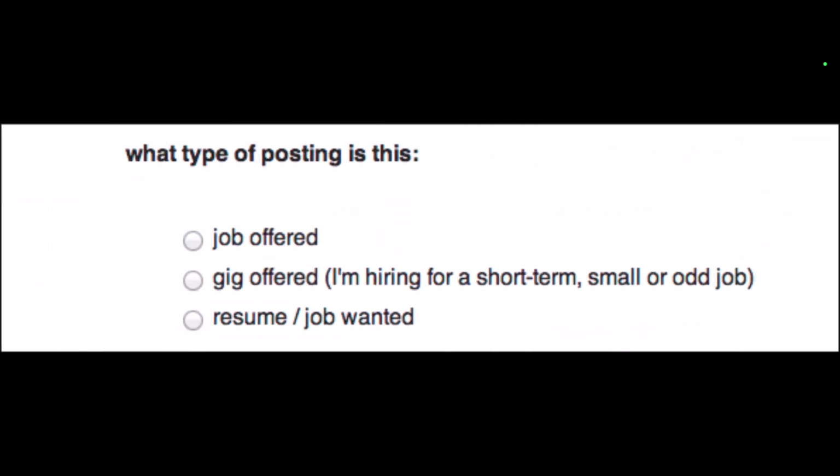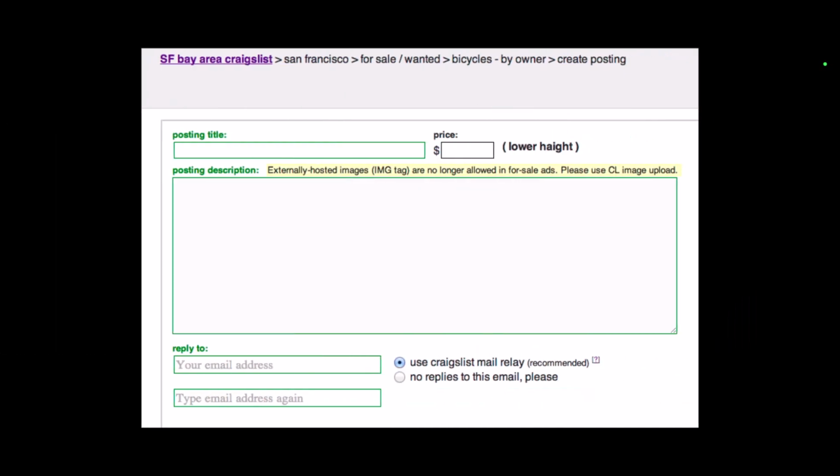After that, select a category for your post. Now, depending upon the type of post, you may be asked to choose additional categories, subcategories, and so on. After all of those steps, enter the text for your post, which is your posting title, your posting description, and your reply to, which means you can enter your email address you want to use for responses.